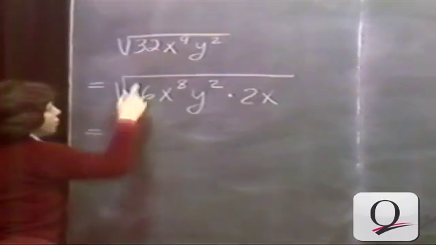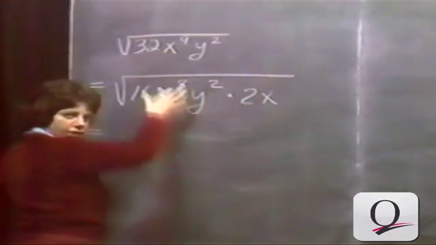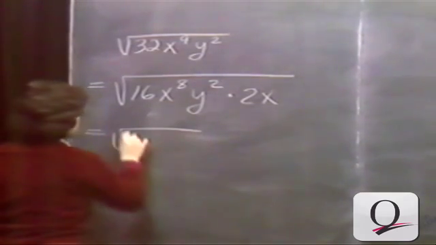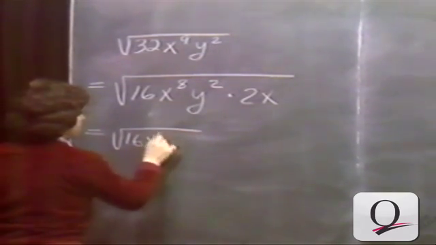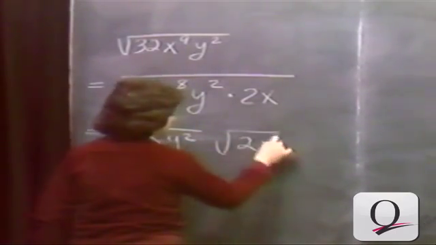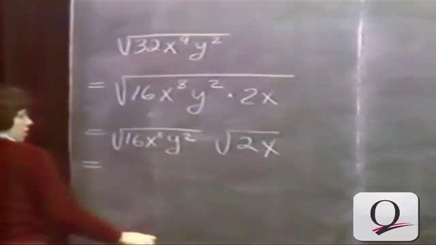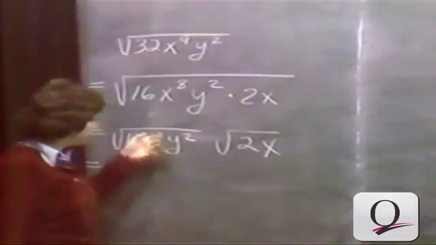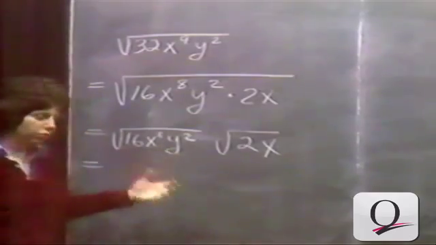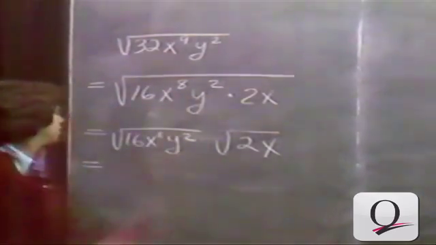Okay. This is the square root of ab. I'm going to break it up, make it the square root of a times the square root of b. The square root of 16 x to the 8th y squared times the square root of 2x. Now, the square root of 16x to the 8th y squared, 16x to the 8th y squared is a perfect square. That's why we separated it out.